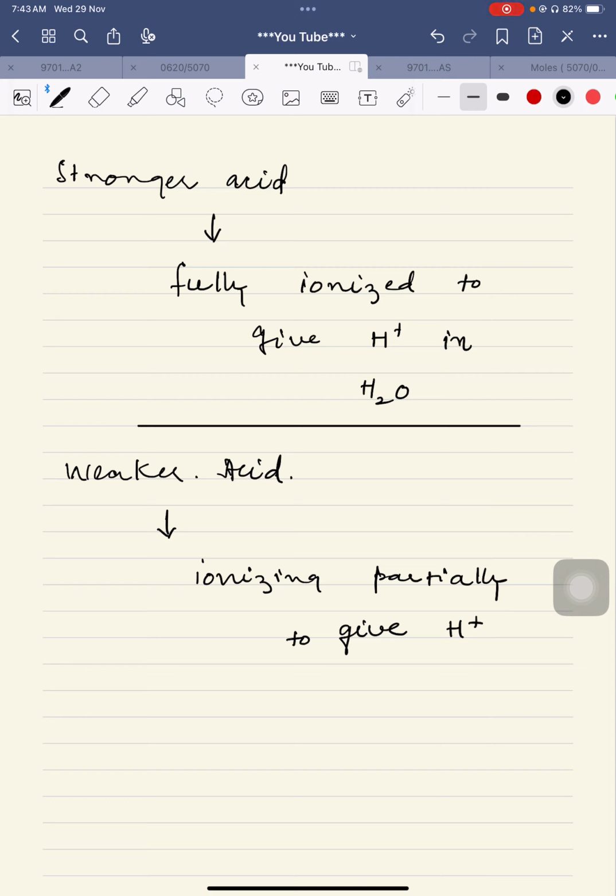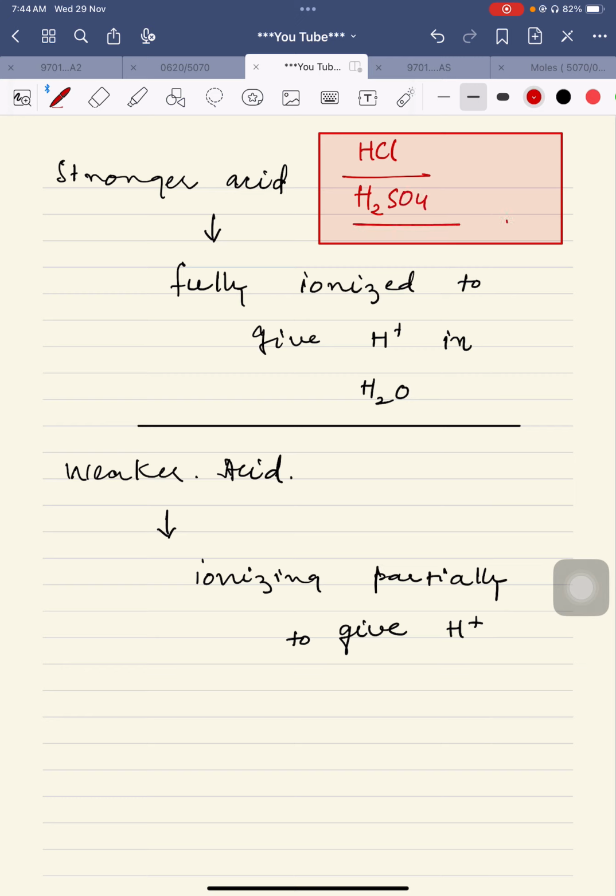There are certain examples for the weaker acids and stronger acids, but before that, I would like to tell you that this is not the only way to categorize an acid. We will study some different categorizations as well. Now, I am going to give you the examples. For example, the examples of stronger acids are HCl, which is called hydrogen chloride or hydrochloric acid, then H2SO4, and HNO3, called nitric acid.